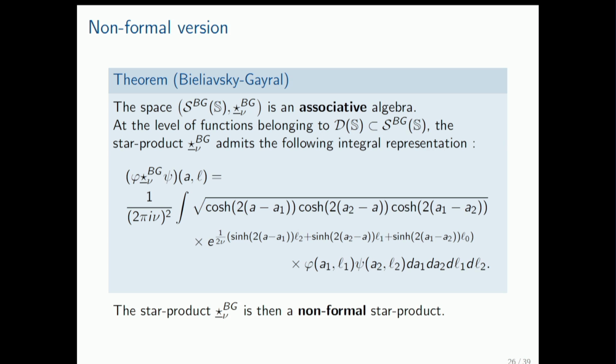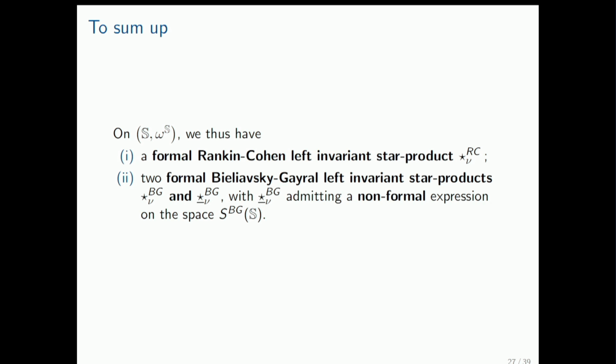All right, so to sum up, for the moment, what do we have? We have on S two formal star products, Bielawski-Guéral and Rankin-Cohen. For Bielawski-Guéral, we have a non-formal equivalent, and we wonder, is it possible to have the same kind of construction for Rankin-Cohen? So what's the idea? What is missing in the picture? We miss the potential relation between Bielawski-Guéral and Rankin-Cohen, you see?